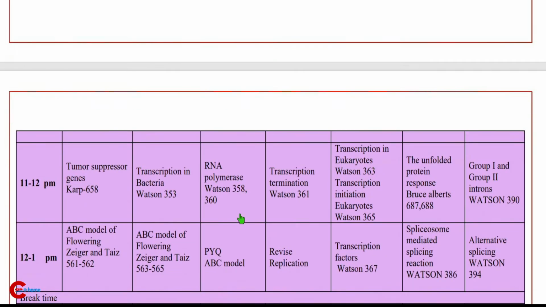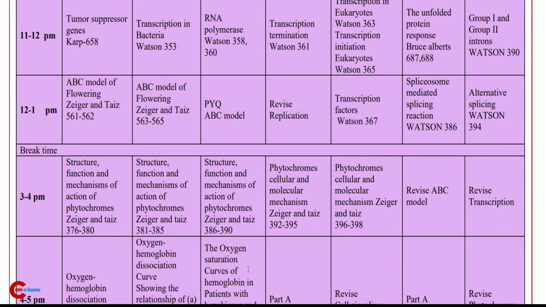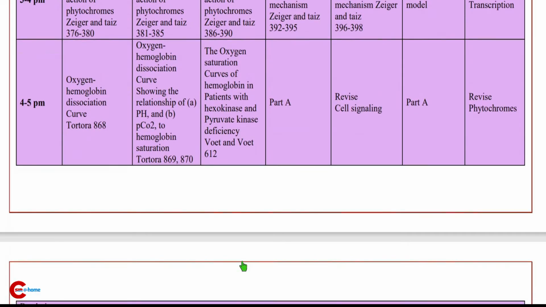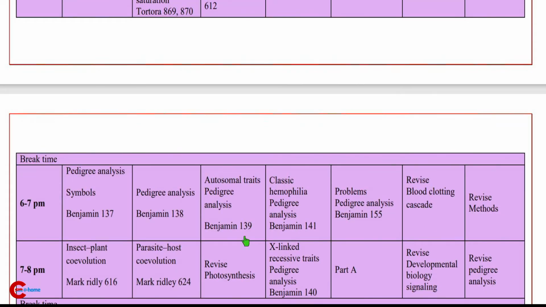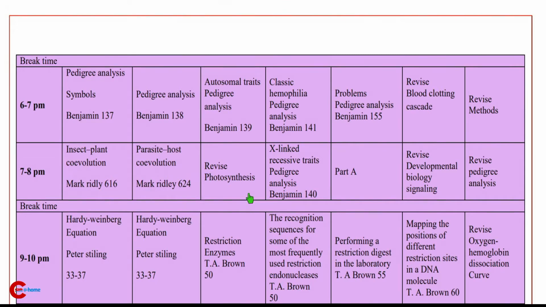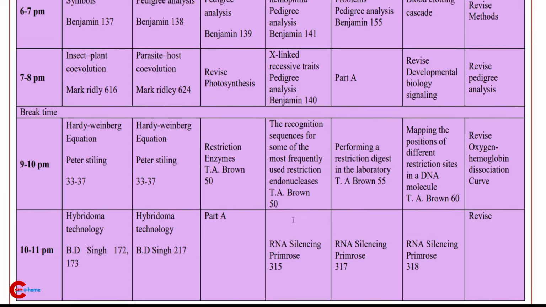Then 11 to 12 p.m., RNA polymerase structure. Then 12 to 1 p.m., ABC model of flowering. Then 3 to 4 p.m., phytochromes. 4 to 5 p.m., oxygen saturation curve of hemoglobin in patients with hexokinase and pyruvate kinase deficiency. Then 6 to 7 p.m., autosomal traits, pedigree analysis. Then 7 to 8 p.m., revise photosynthesis. 9 to 10 p.m., restriction enzymes, T.A. Brown. 10 to 11 p.m., previous year questions on Part A.